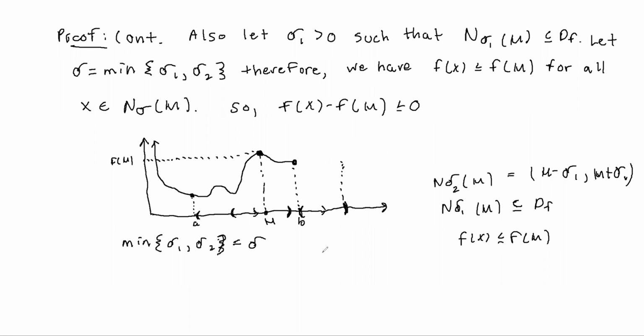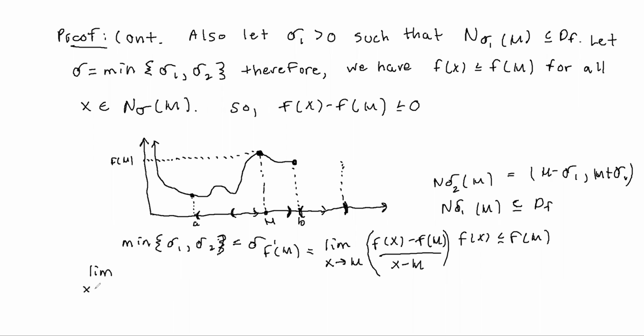Because it's differentiable, the precise definition of a derivative is this. So that would be essentially f prime of mu, right? So since the derivative exists, the limit must exist. So what I want to do is consider the left-handed limit and the right-handed limit. So first, considering the limit approaching from the right.